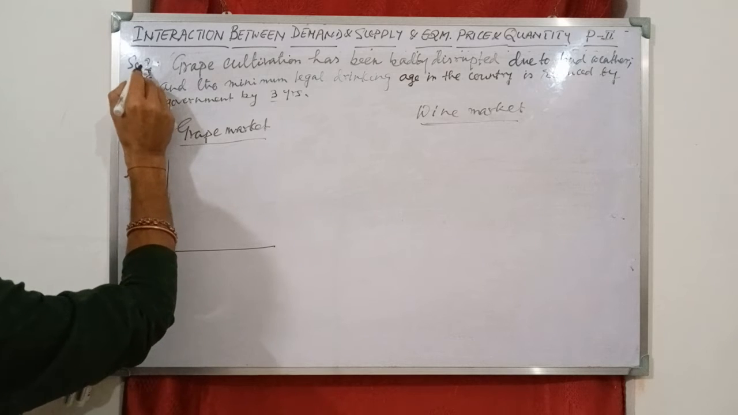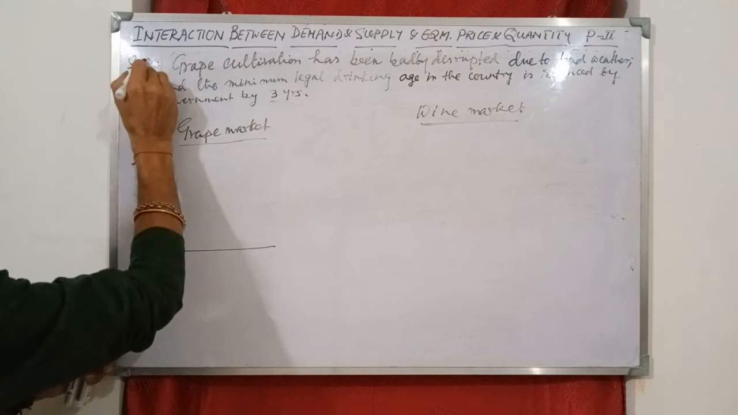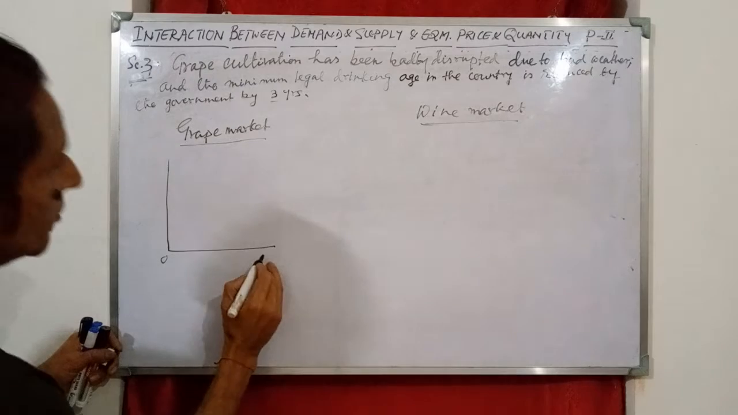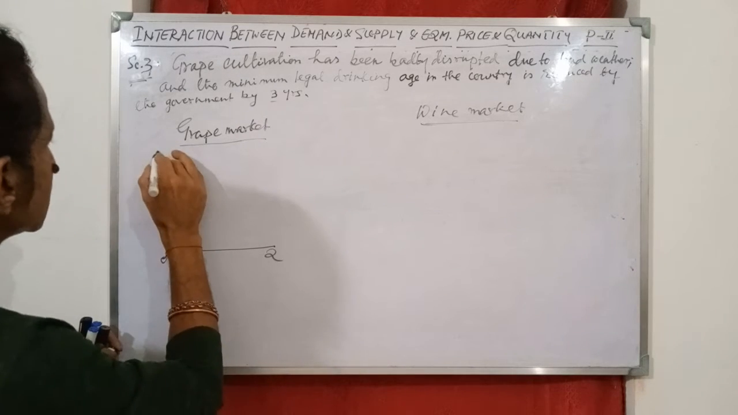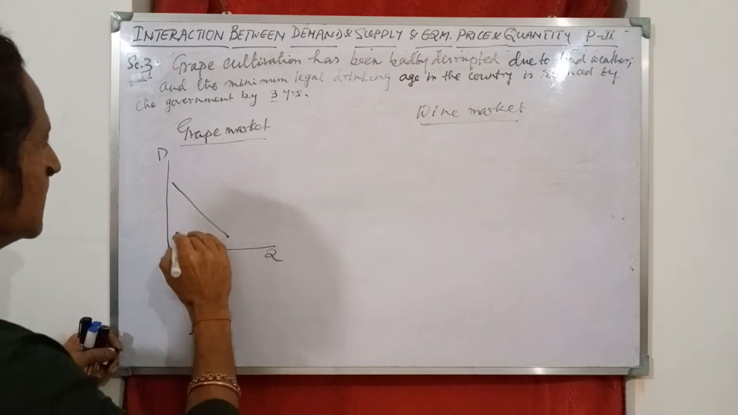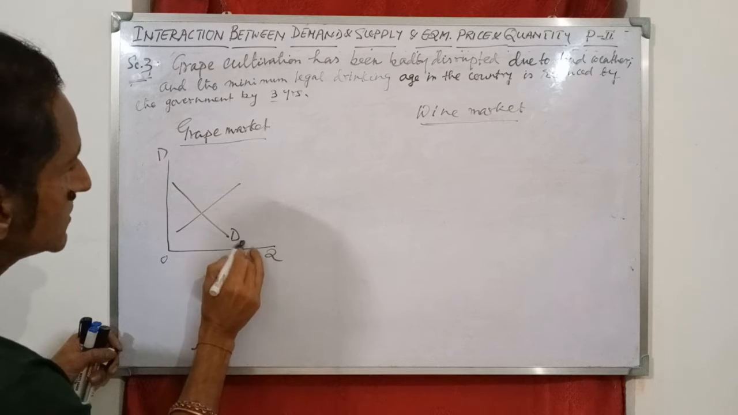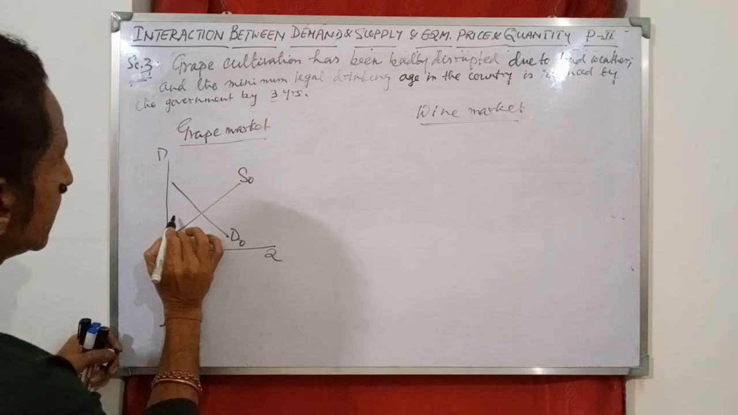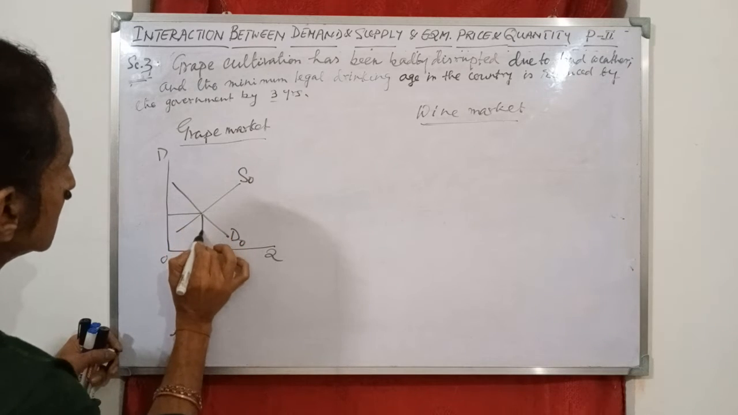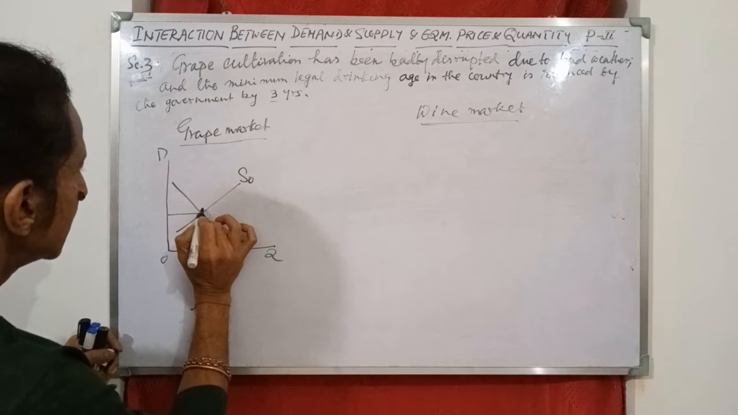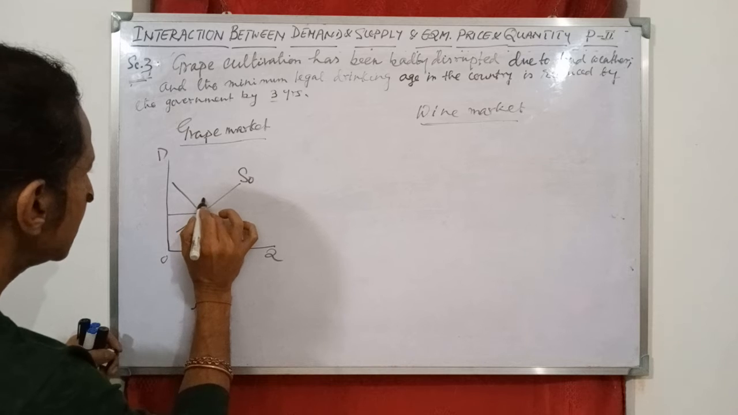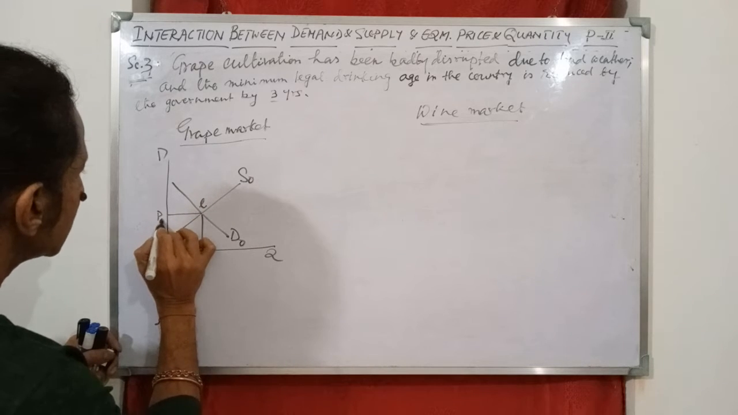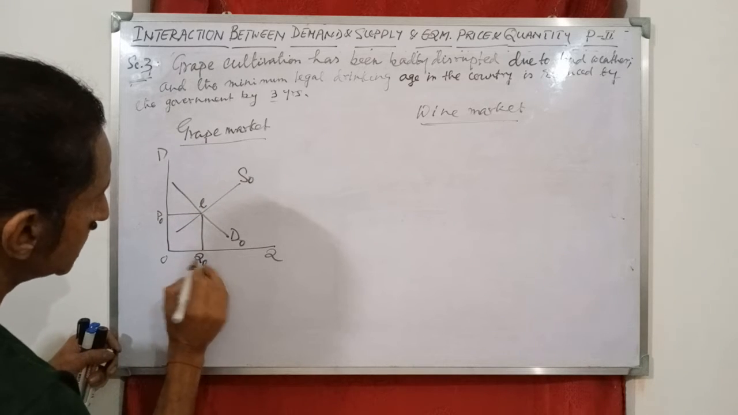This is scenario 3. On the x-axis we measure quantity and on the y-axis we measure price. Let D sub 0 be the original demand curve and S sub 0 be the original supply curve. The market is in equilibrium at this point, let this be point L. So P sub 0 is the equilibrium price and Q sub 0 is the equilibrium quantity.